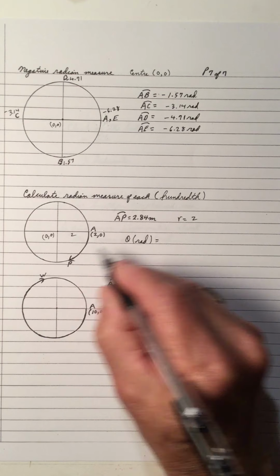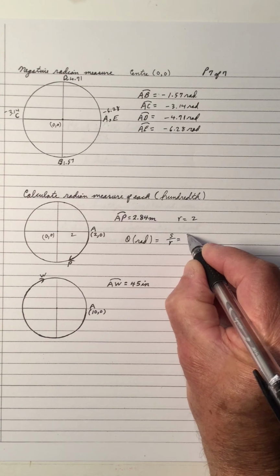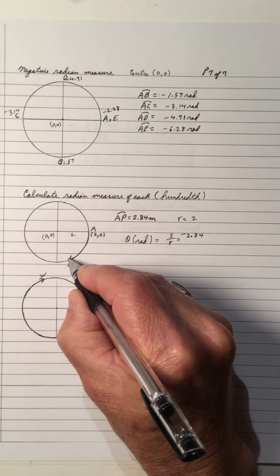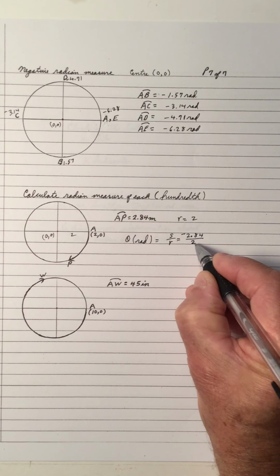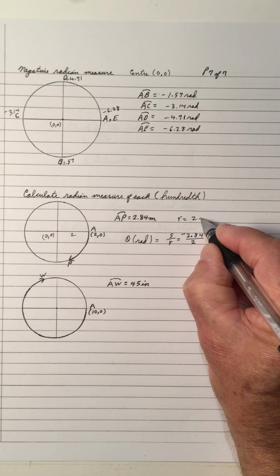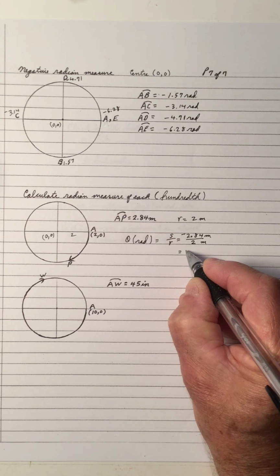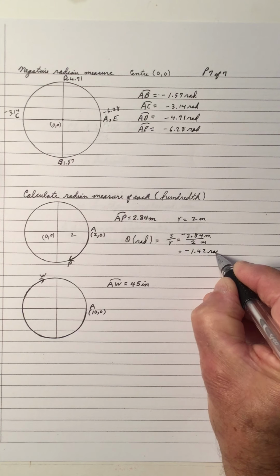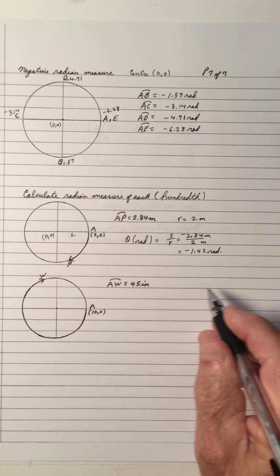Notice AP is negative. So it's the arc length divided by the radius. So that's 2.84, but negative because you're going clockwise. And it's divided by the radius of 2. And so again, it's in meters. So it's meters over meters. So when you divide that out, you get negative 1.42 radians. So it's the same as before, only it's a negative rotation this time.